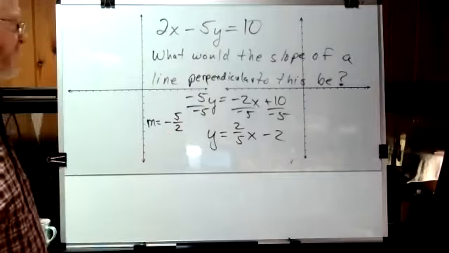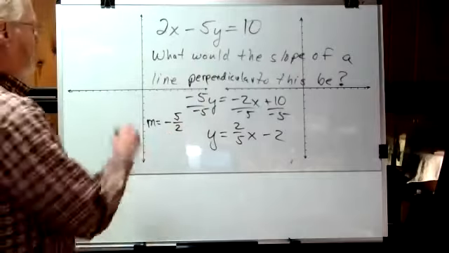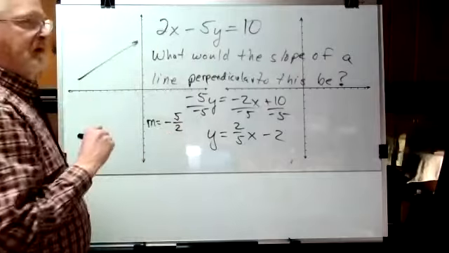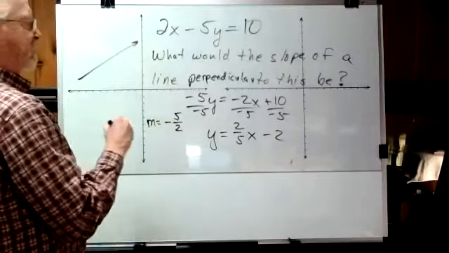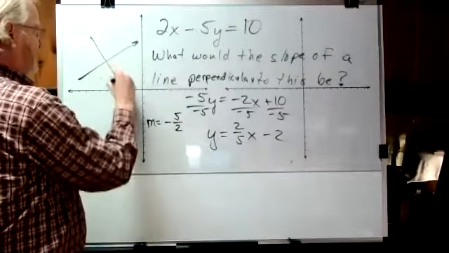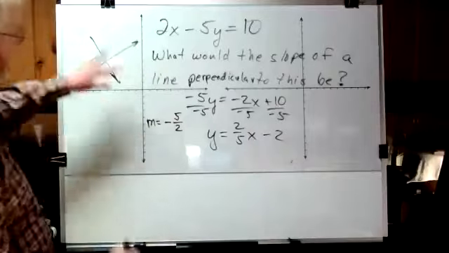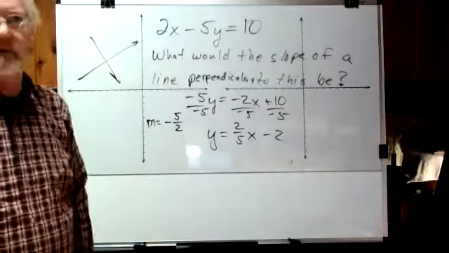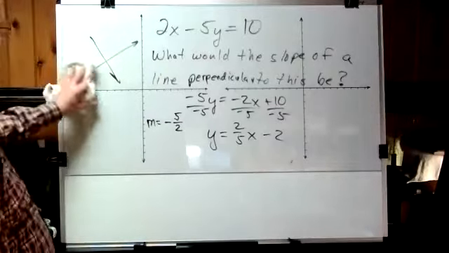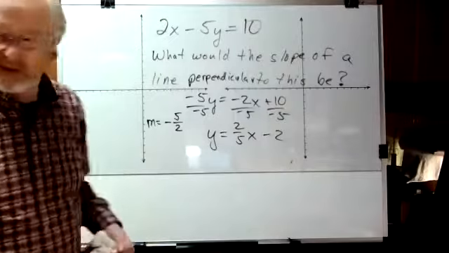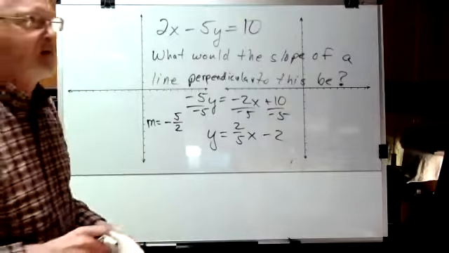Hopefully it makes obvious sense that if one of them is going uphill, the other one would have to be going downhill. But it also needs that specific reciprocal relationship to get exactly perpendicular. Plus and minus, opposite signs. Good enough? Okay.